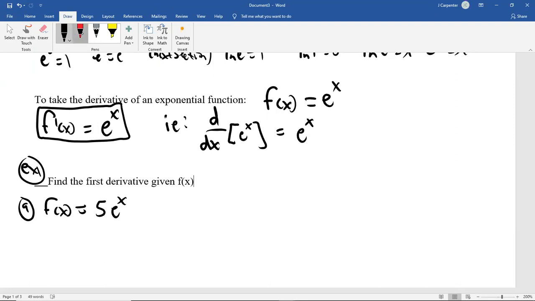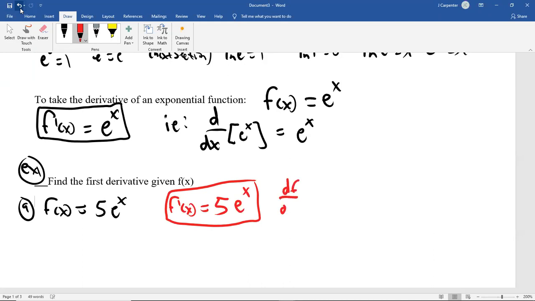Okay, so let's do it in red. F prime of x. Well, the 5 is a coefficient, so we leave it there. The derivative of this e to the x is quite literally e to the x. That's what it says above. So the derivative is 5 times e to the x. You might think that feels like a power rule. I would disagree. Power rule says we bring an exponent down and decrease it by 1. I didn't bring an exponent down. I didn't decrease anything by 1. That's just it. Or you can write df dx equals 5 e to the x. Or you can be super lazy and just write f prime equals 5 e to the x. All of those are the same.